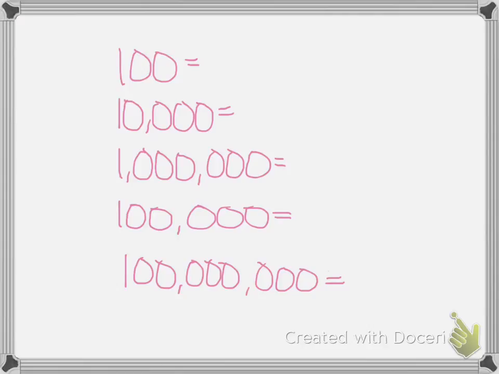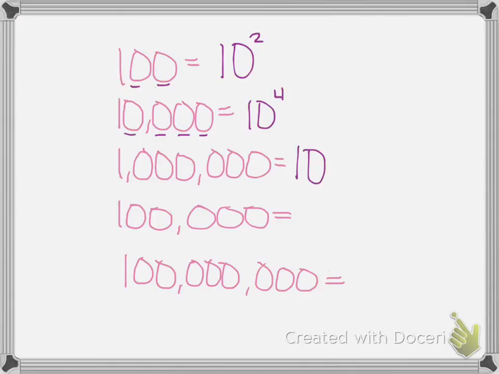Number 2 says write each number in exponential notation. So again, I know my base is going to be 10, and then I count my zeros. Since there are 2 zeros, 10 to the second power. Again, my base is 10, 4 zeros, 10 to the fourth power.